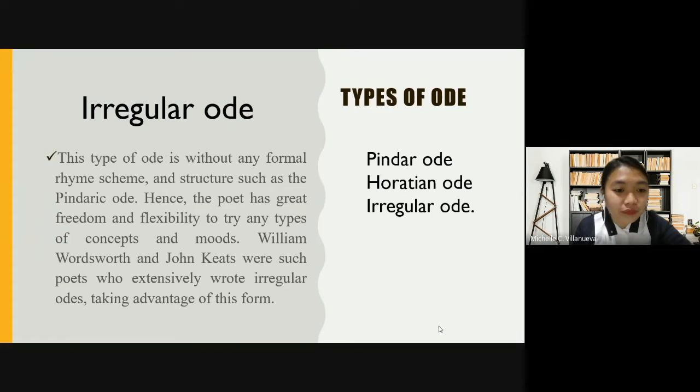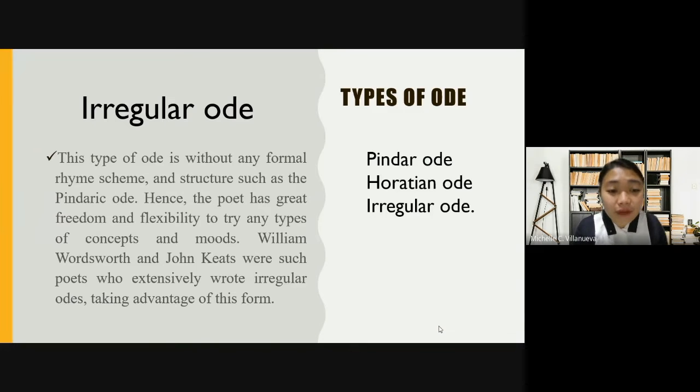This type of ode is without any formal rhyme scheme. So there is no formal rhyme scheme, and no set structure as in the Pindaric ode. Hence the poet has great freedom and flexibility to try any types of concepts and moods with this type of ode. William Wordsworth and John Keats were poets who extensively wrote irregular odes, taking advantage of this form. Yes, thank you.